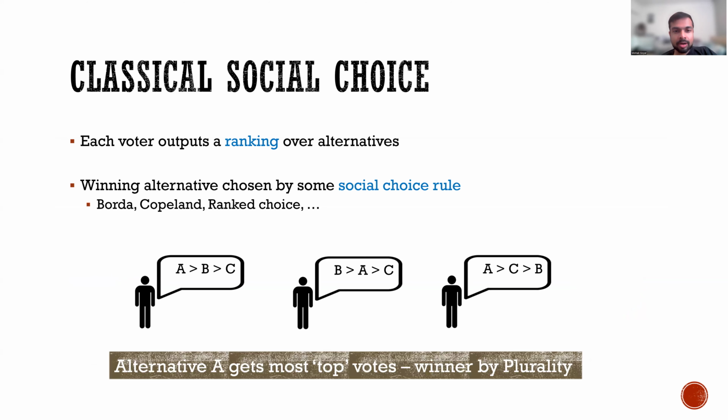So the classical social choice problem is where each voter outputs a ranking over all the alternatives, and a social choice rule aggregates these rankings into a winner. In this example, we have three voters and three alternatives. If we were picking the winner by the number of top votes, that is the plurality rule, then in this case A wins the election.